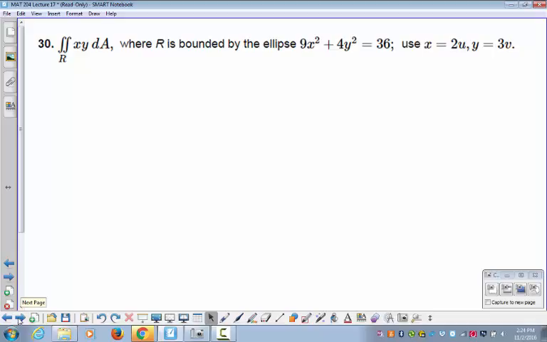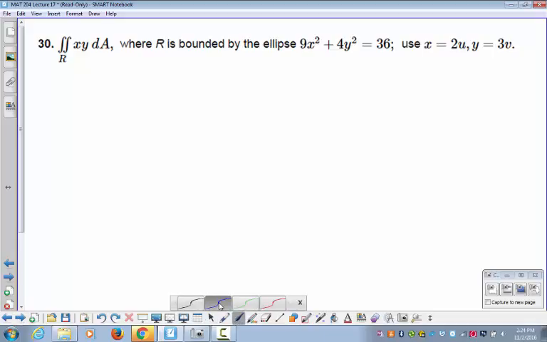All right, so this guy, integrating xy, we could definitely manage that integrand, but let's look at this region of integration. We have an ellipse there. That's also manageable. You'd have some crazy square roots, though, and it probably would lead to something you don't want to deal with. But let's see what happens.